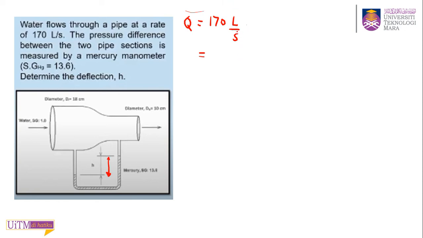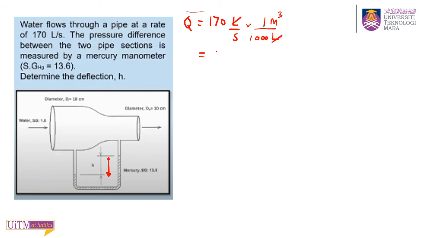How do you convert this to meter cube per second? Anyone? How do you convert liter and meter cube? Don't know? Anyone else want to help? Divide by 1000. Divide by 1000, right? Because 1 meter cube equals 1000 liters. Okay, you divide by 1000, so that you can cancel out the liter.